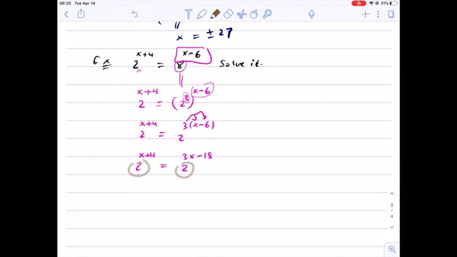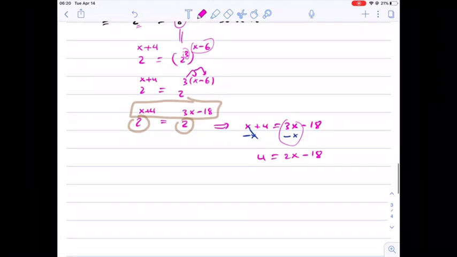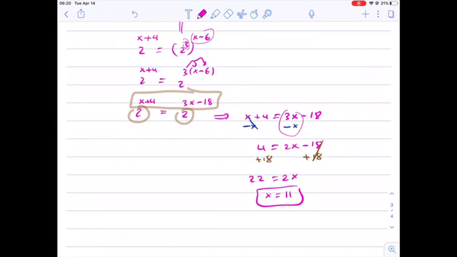So we distribute the 3. And as we can see, we have the same base, so the powers should be equal. So x plus 4 equals 3x minus 18. And then we subtract x from both sides to get 4 equals 3x minus x, which is 2x minus 18. And then we add 18 to both sides because we are solving for x. So this is 22 equals 2x. That means, dividing both sides by 2, x equals 11.